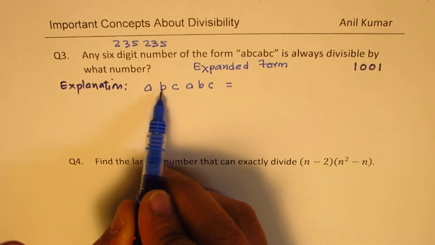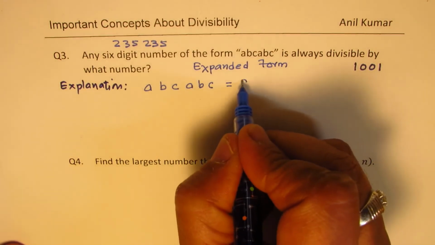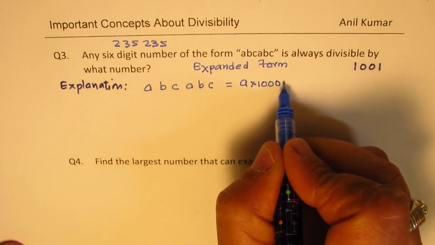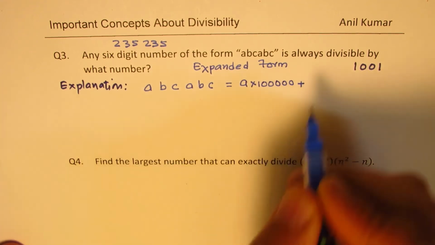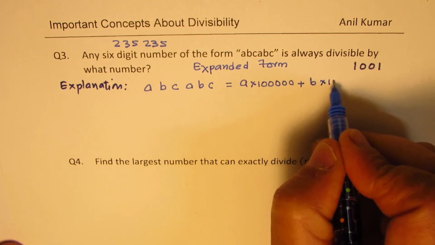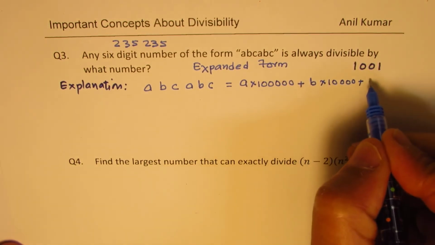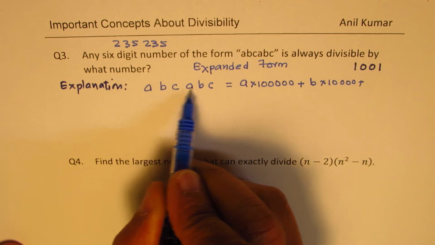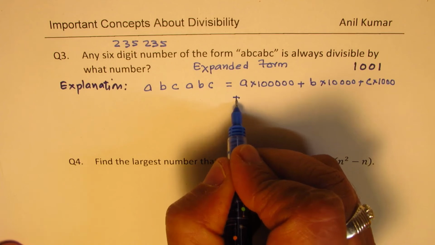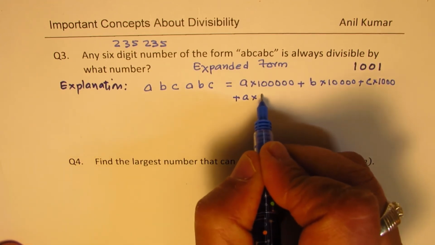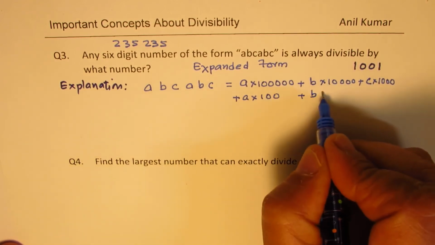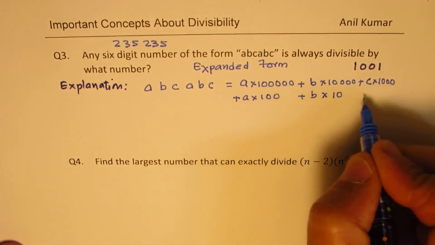So this is which place? So A, 1, 2, 3, 4, 5 zeros, right? So we could write this as A times 100,000 plus B times 10,000 plus C times 1,000 plus A times 100, right? Now that is in hundreds place, and now B is in tens place. So B times 10, and C is in ones place.